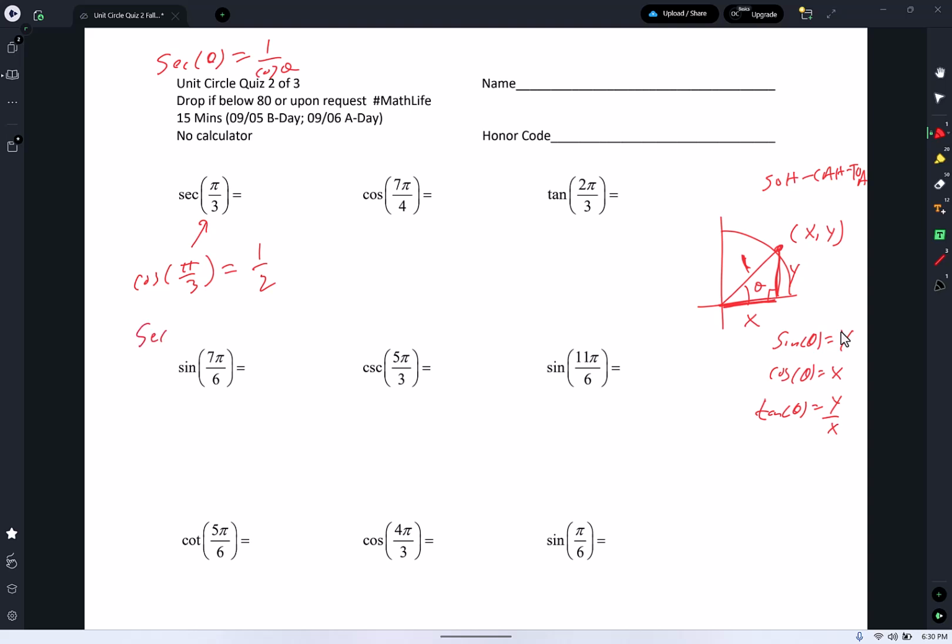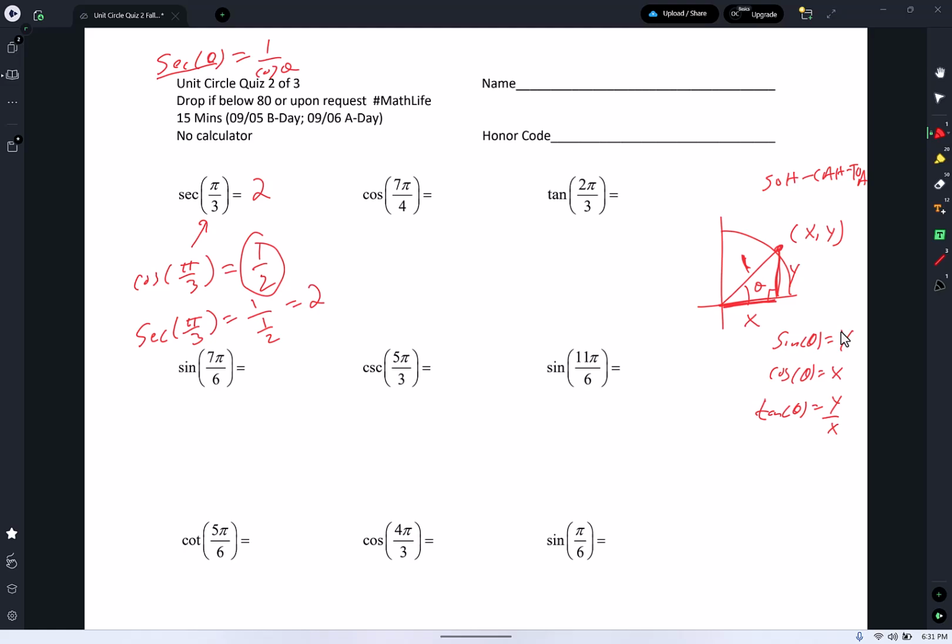But notice it says secant is 1 over cosine. So that means secant of pi over 3 is 1 over 1/2. Keep, change, flip, or how many halves go into a 1? 2. So the easy trick, just take the reciprocal, guys. That's what it means, 1 over cosine theta. That's why we call these the reciprocal: secant, reciprocal of cosine. So yeah, let's do it.